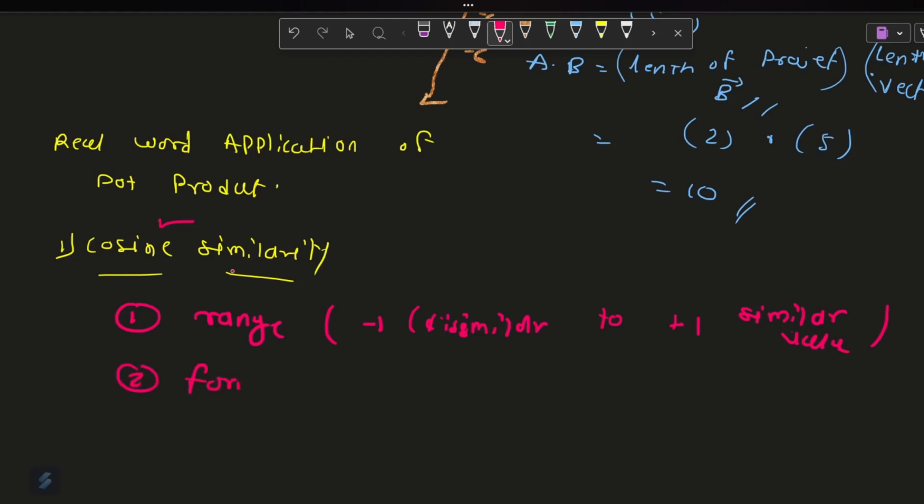Second, the formula, which is simple. Cos theta is equal to the dot product of A and B divided by the magnitude of A times the magnitude of B. This is the formula for cosine theta, and it is used for recommendation.